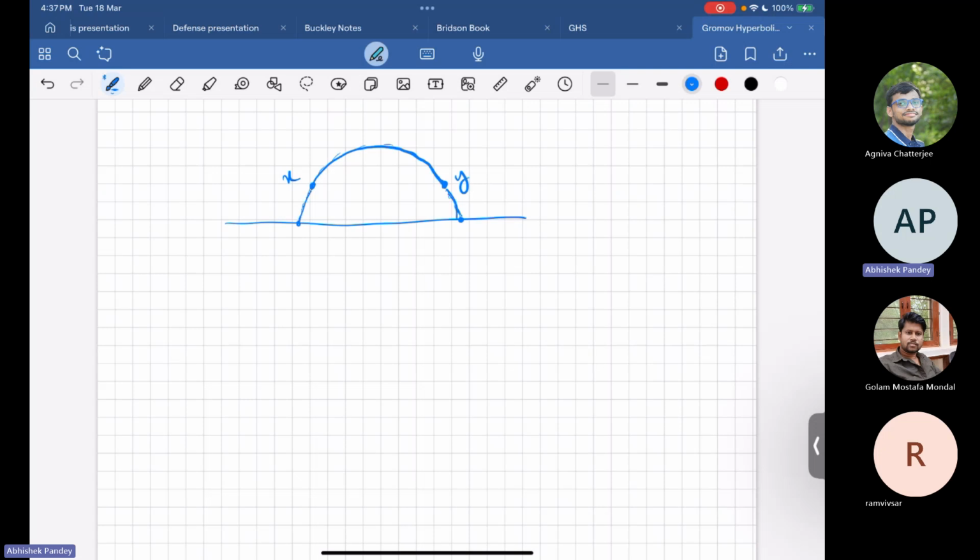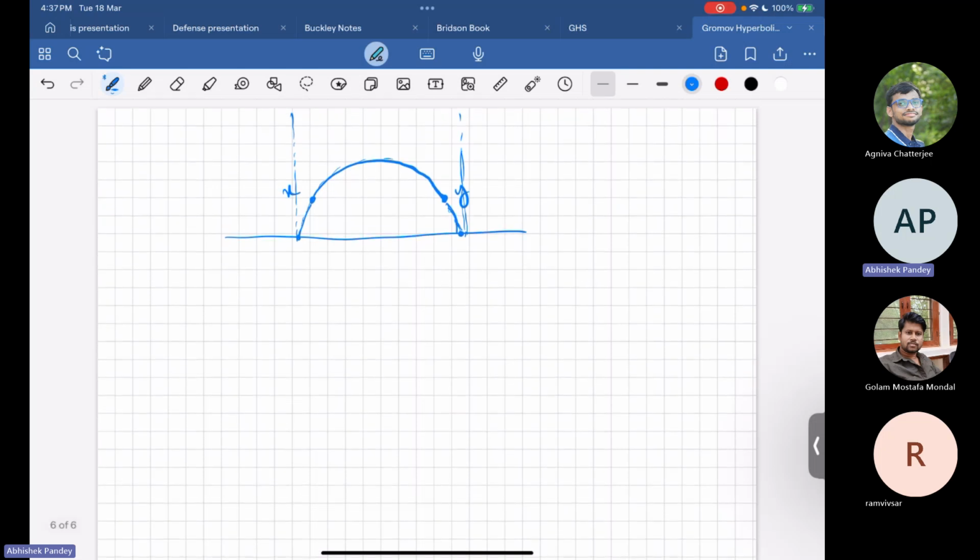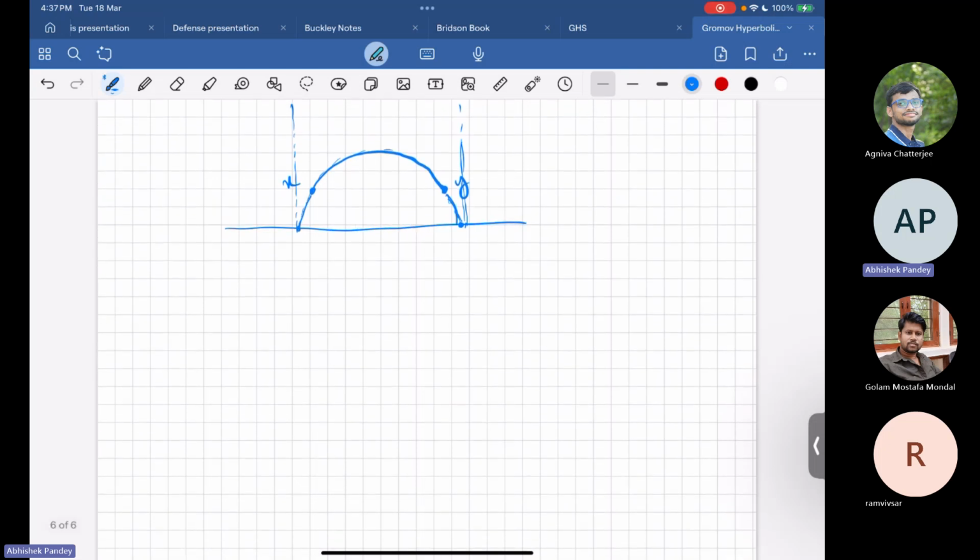The sides of an ideal triangle are geodesic lines. I mean, they have infinite length and go towards the boundary. No, any geodesic triangle, if I take any geodesic triangle, then its sides are geodesic lines. So that's not the point, I think. I'm not getting the point actually. What is an example of a non-ideal triangle?